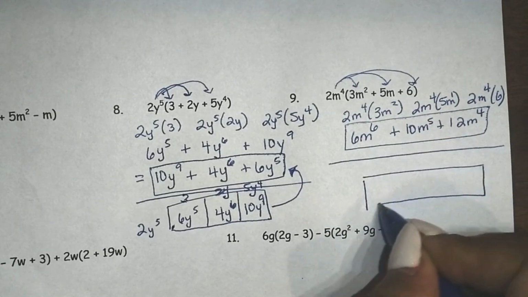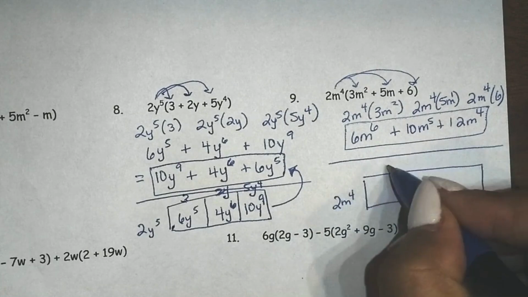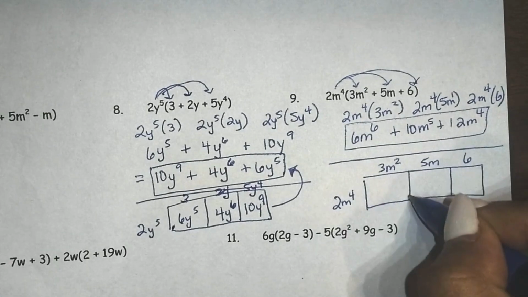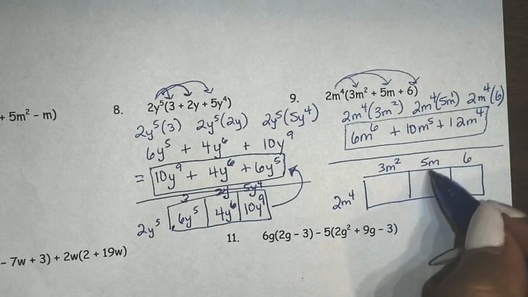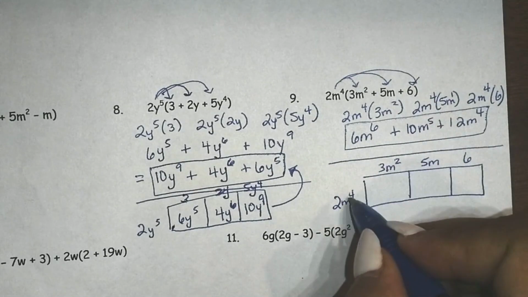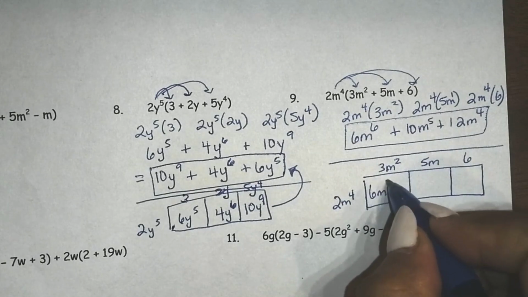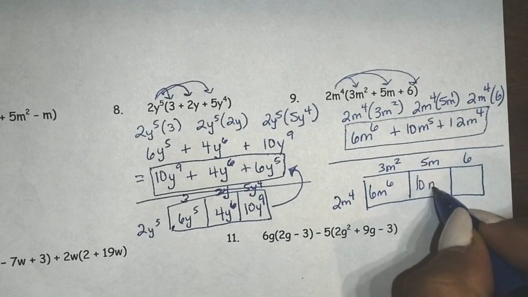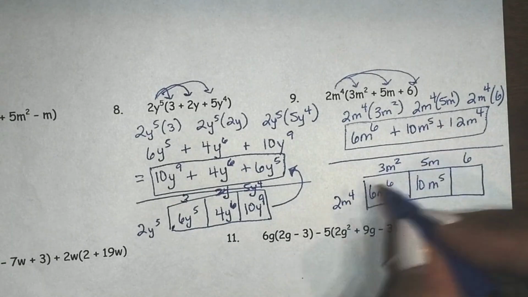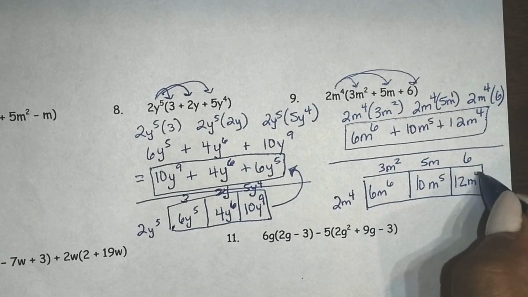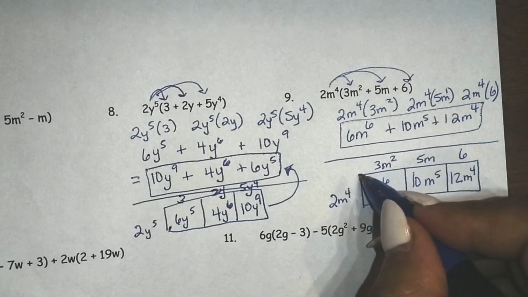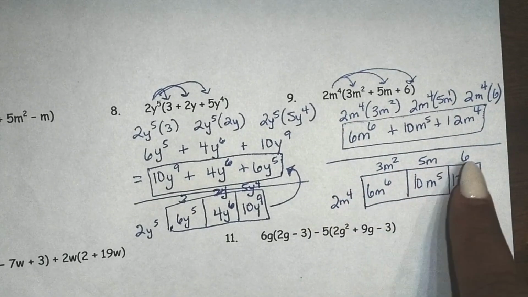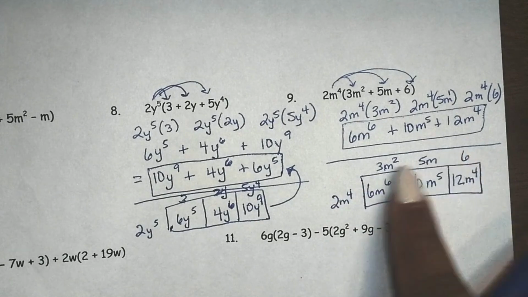Now again, this is a 1 by 3. So we're going to do 2m to the 4th on the outside, 3m squared, and then the other term, and then the next term, and there's my 1 by 3. Multiply each square individually, so length times width: 6m to the 6th, 5 times 2m to the 4th is 10m to the 5th, and 6 times 2m to the 4th is 12m to the 4th. Usually doing it with the box helps you focus on each individual square at a time.